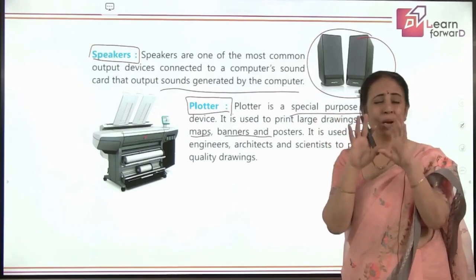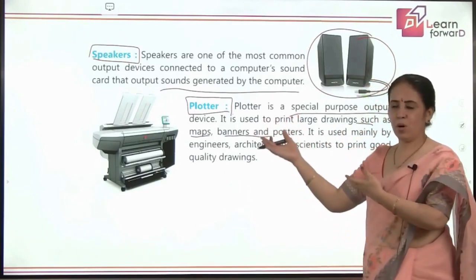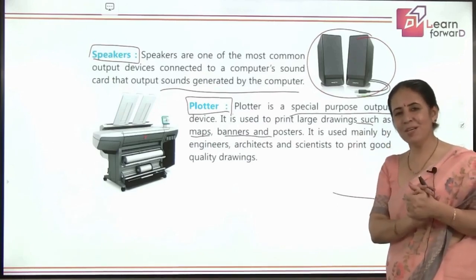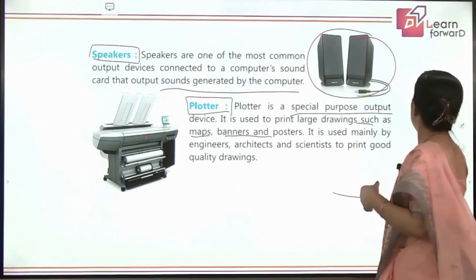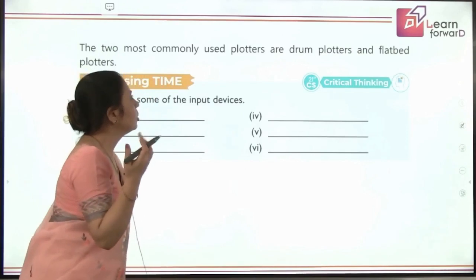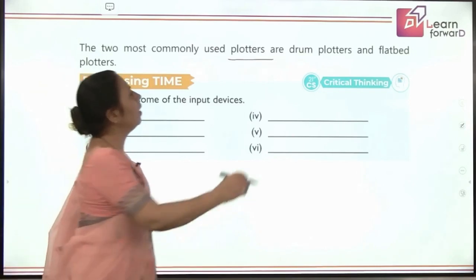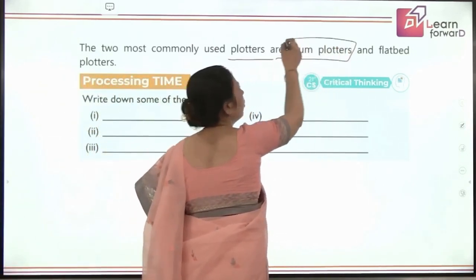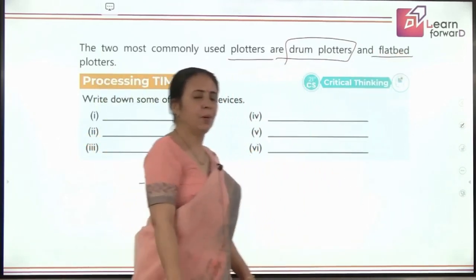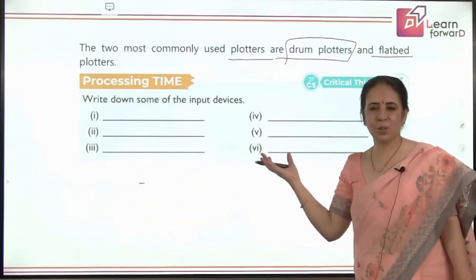When you want very good quality, very fine quality of output, then we go for plotters instead of going for simple printers. Understood? Great. One thing is left, the types of plotters we have. We have drum plotters, one category of plotter, and we also have flat bed plotters.